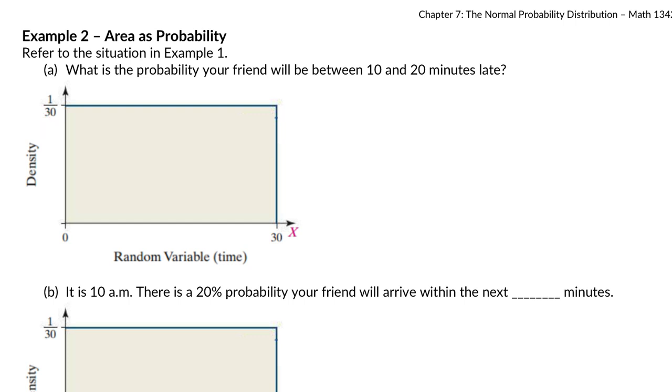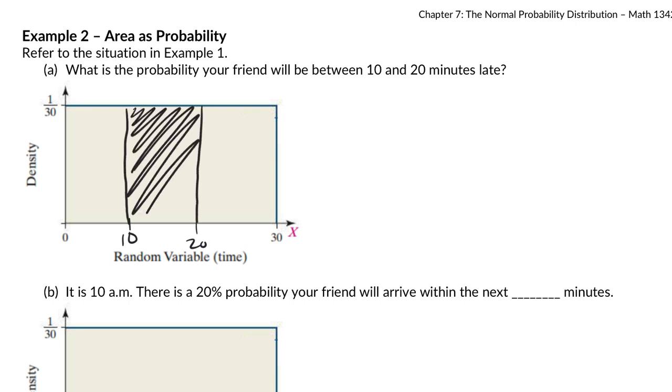So what is the probability our friend will arrive between 10 and 20 minutes? If this is 10 and this is 20, we want to know what is the probability that our friend will show up in this time. We want to know the area of that rectangle because that would represent the probability between 10 and 20 minutes. So our formula for area, oh yeah, geometry moment. What's the formula for area of a rectangle? Length times width, but because it's not like a real rectangle shape, we're going to do base times height.